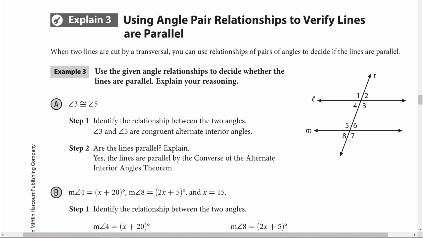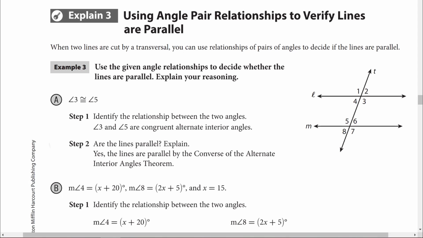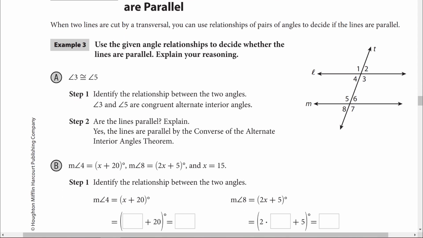Using the angle pair relationships to verify the lines are parallel. If we look at A, it's saying 3 and 5 are congruent. Are the lines parallel? Well, 3 and 5 are alternate interior angles, and our converse of the alternate interior angles theorem says if alternate interior angles are congruent, then the lines are parallel. So yes, these lines are parallel.